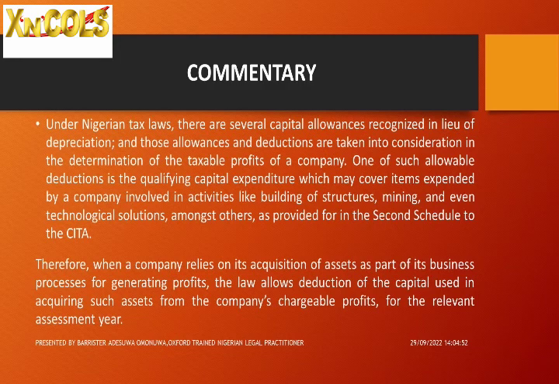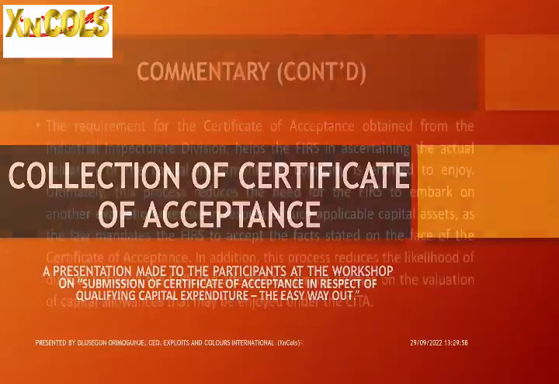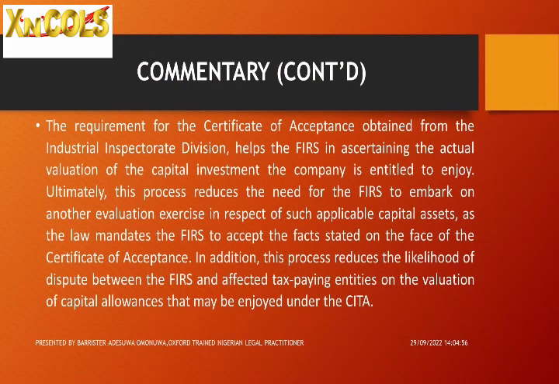As long as it obtains a qualifying certificate or a certificate of acceptance covering them, where the cost of those things is at least 500,000 naira. So this requirement, when it is submitted to the FRIS, facilitates his work. He does not need to carry out another independent evaluation. He accepts the information on it as is, and uses it in carrying out his own assessment. So it is in the self-interest of the individual taxpayer or company to obtain this certificate of acceptance, and it also makes the work of the FRIS easier.